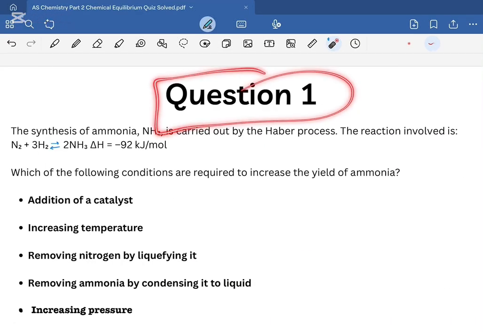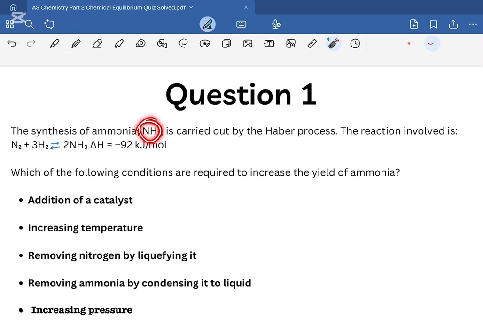Question 1. The synthesis of ammonia, NH3, is carried out by the Haber process, which is this reaction. And this reaction is an exothermic reaction. It releases heat. And the question was, which of the following conditions are required to increase the yield of ammonia? By increasing the yield of ammonia, we mean increasing the amount of product, which is the NH3. So we want the reaction to shift to the right.